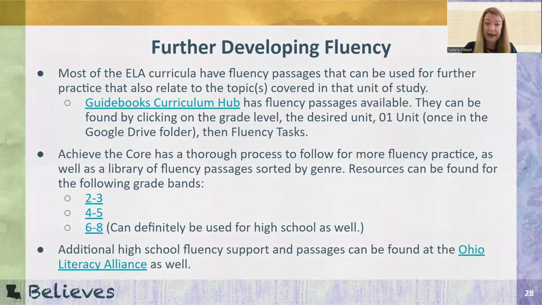Achieve the Core also has a thorough process to follow for more fluency practice, as well as a huge library of fluency passages sorted by genre, and resources can be found for that. And I'm going to share, like I said, this presentation, so you can just click on the links and access those. And then additional high school fluency support and passages can be found at the Ohio Literacy Alliance as well.